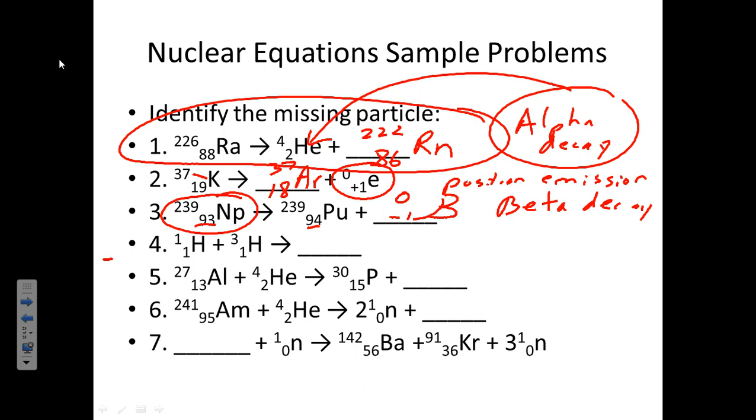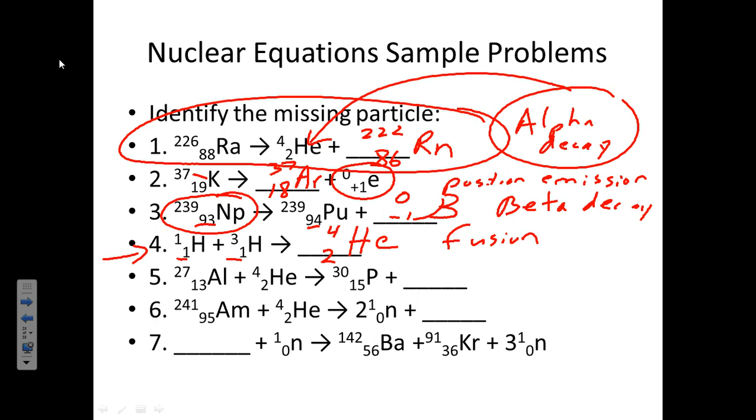Down here we have what's called a fusion reaction. We're taking two small atoms and actually combining them together to make one bigger atom. And all you do here is just add up the numbers. So we've got 1 plus 3 to give us 4, and then 1 plus 1 down here to give us 2. You look in your periodic table, that's helium, and that's a fusion reaction. That's the kind of thing that happens in the sun and in stars.